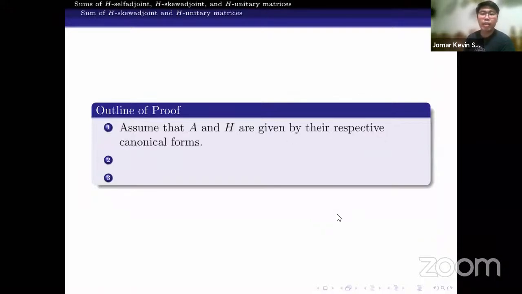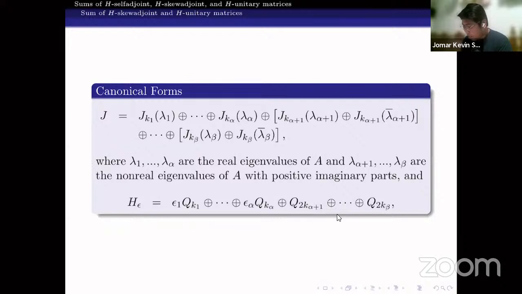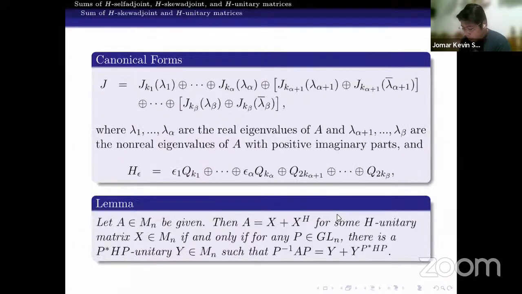First, we assume that A and H are given by their respective canonical forms. Bakit natin pwedeng gawin yon? So again, these are the canonical forms for A and H, no? So recall lang tayo. Ito yung gusto natin. We want to write A as the sum X plus X to the H for some H unitary matrix X. Pero according to this lemma, this is true if and only if for any non-singular matrix P, there is a P star H P unitary Y such that P inverse AP equals Y plus Y raised to P star HP.